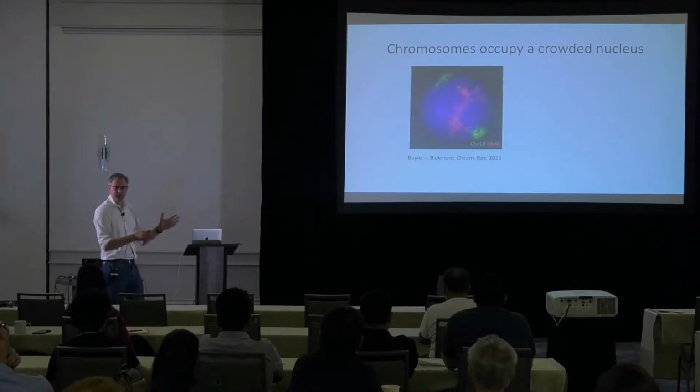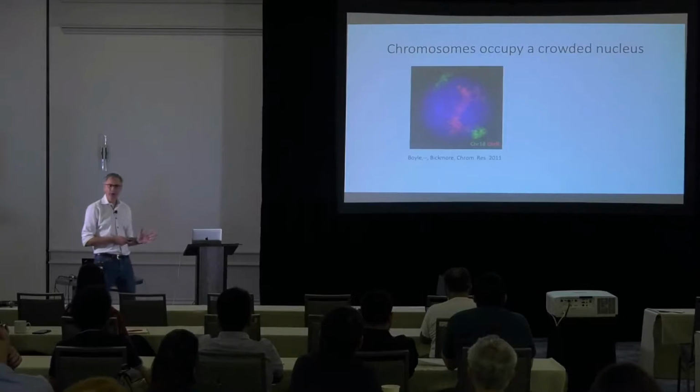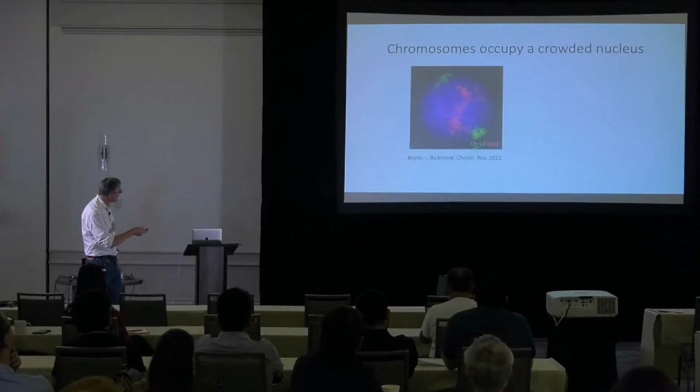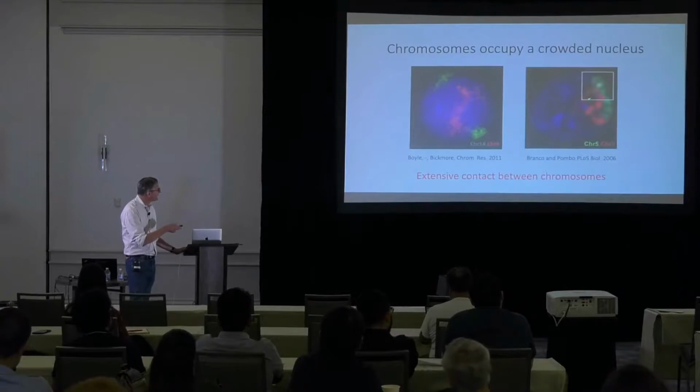We weren't looking for this. We stumbled upon it and realized there is something we can do here. If you look at chromosomes in a crowded nucleus, this is a picture from a long time ago from Wendy Bickmore's lab imaging whole chromosomes, you can see they often interact. There's a lot of contact between chromosomes, and we can readily detect it in Hi-C.